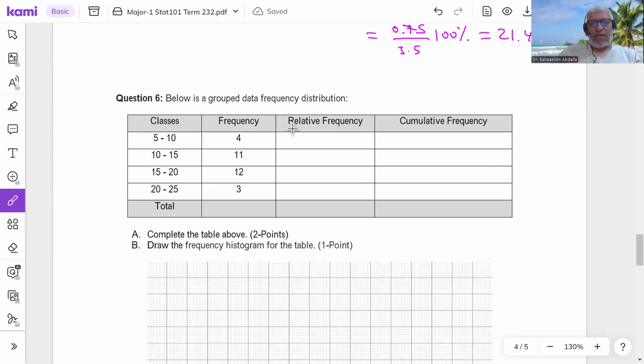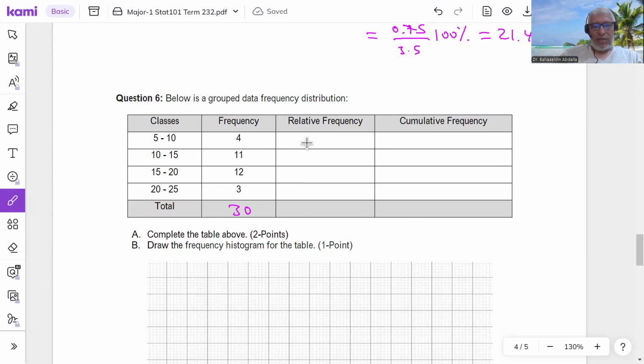Below is a grouped data frequency distribution. These are the classes, these are the frequency, relative frequency. Complete the table. Let us find the relative frequencies. How? We need the total. 15 plus 15, that's 30. So to find the relative frequency, you divide 4 by 30.